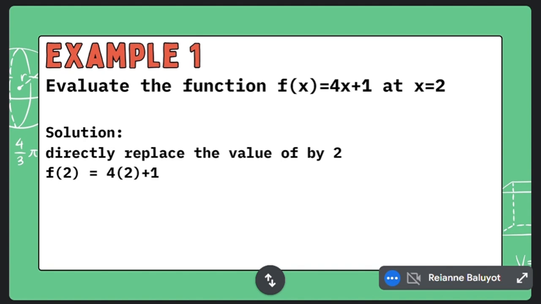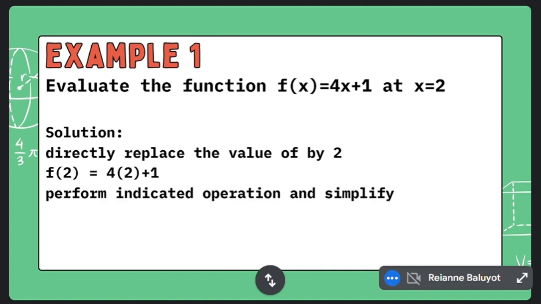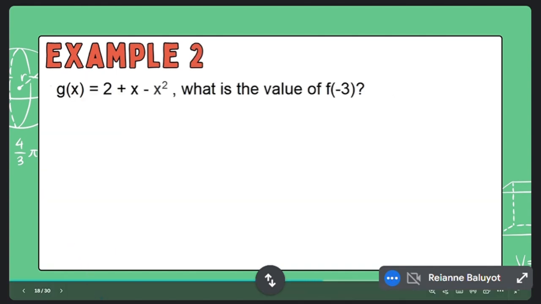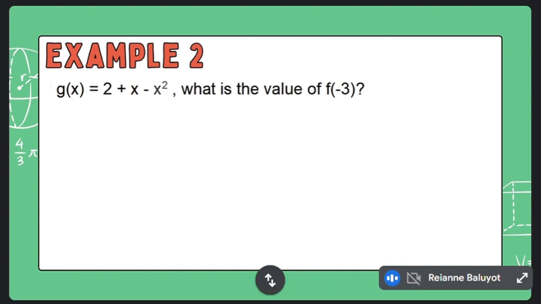Now, the next step is to perform the indicated operations and simplify. So let's multiply 4 times 2, plus 1. So we get 8 plus 1. Now, our simplified answer is 9. So our final answer is f of 2 is equal to 9. Okay, simple as that. So let's have another example.